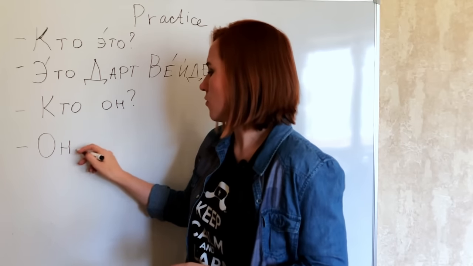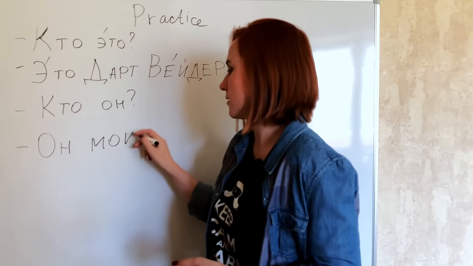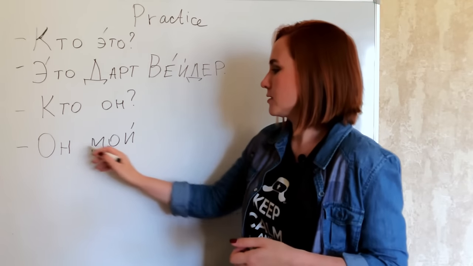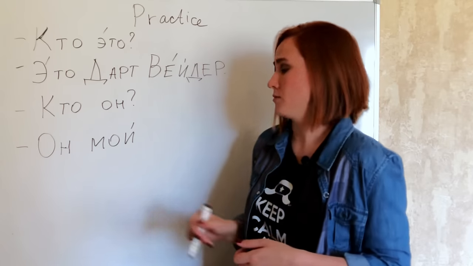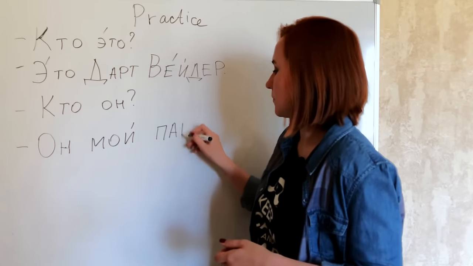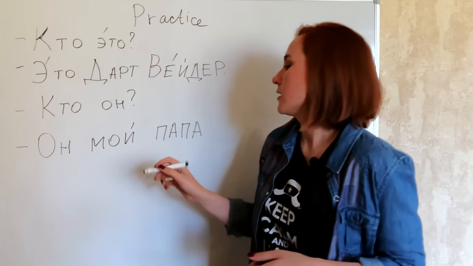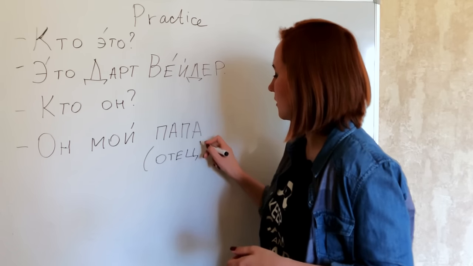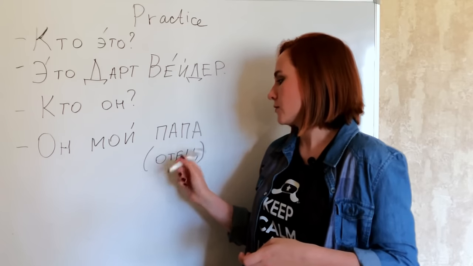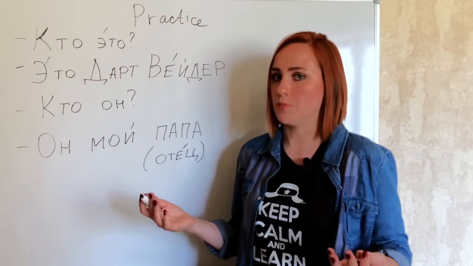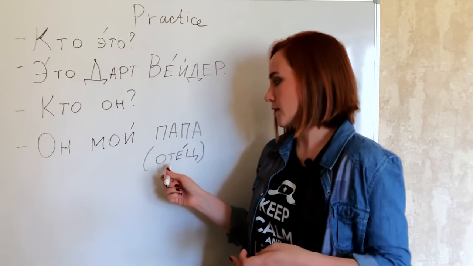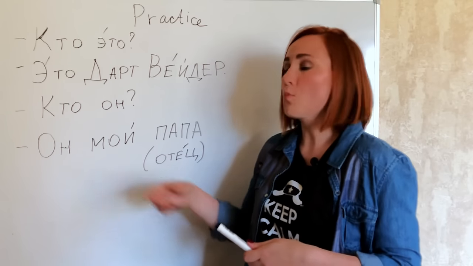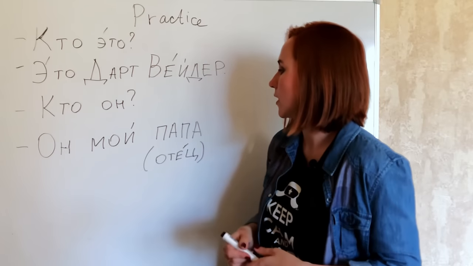And then you can answer, he's my father. Он мой. Here comes the possessive pronoun for the first time. Он мой папа. And actually, in the Russian translation of the movie, they use the word отец. It's a more formal way of saying it. It's something like father, отец, and dad, папа. So here, отец is more appropriate. Он мой отец, right? Он мой папа.